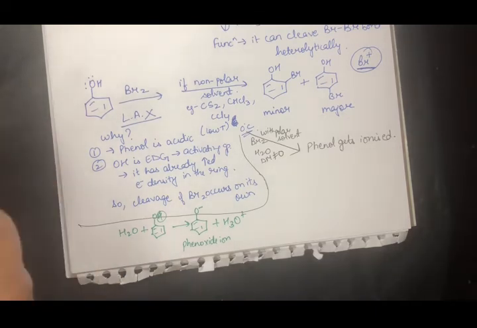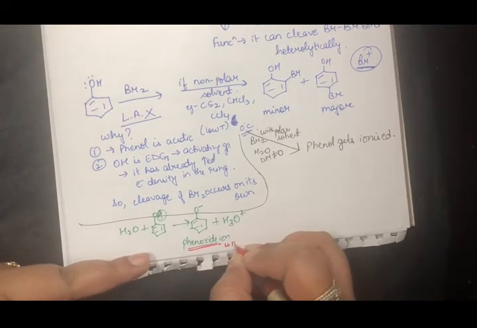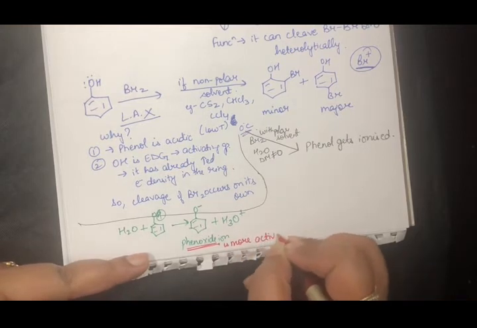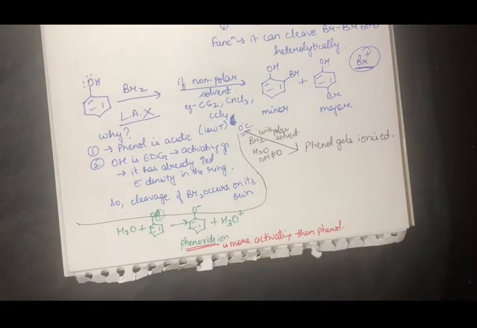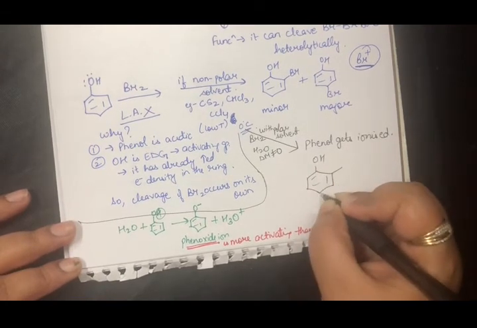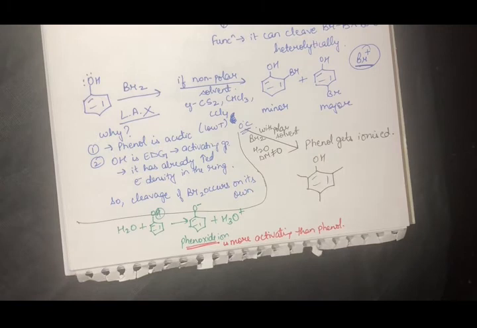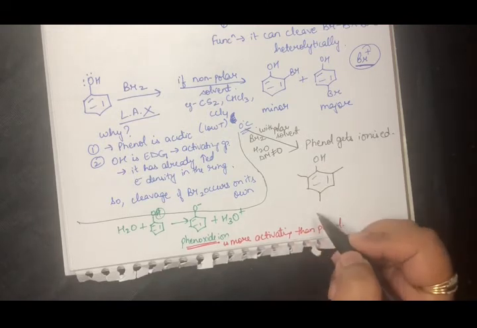And now let me tell you that this phenoxide ion is more activating than phenol. It is an even stronger activating group than phenol. So now what it will do is, it will activate again all the positions that are there on phenol. I am repeating again, when phenol reacted with water, it has produced phenoxide ion, which is a more activating group than phenol. So now it has activated all the positions of the phenol.